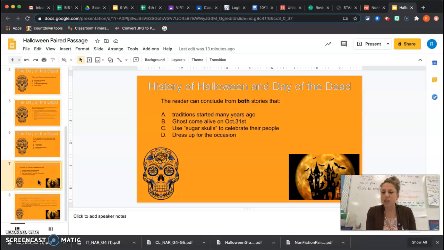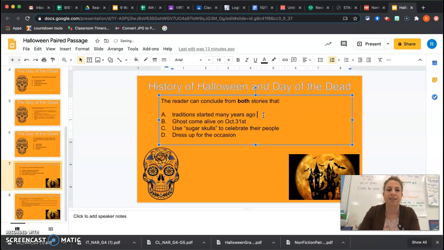So this is the strategy I want you to use. The reader can conclude from both stories that what? So I need to think, from both stories, the answer that I choose has to happen in both stories. So this is what you do. You're going to use what we call checks and X's.